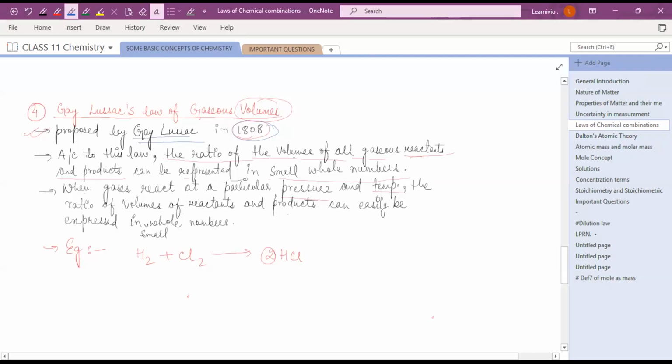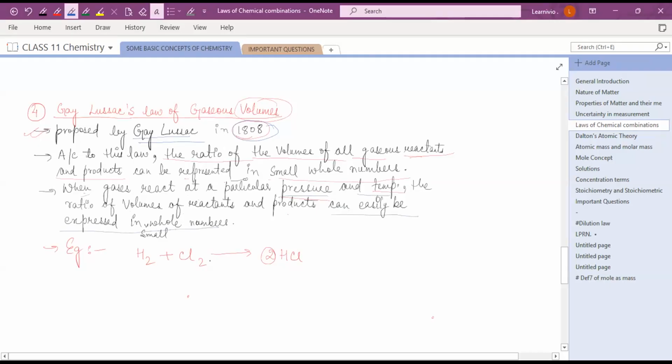This law says that the ratio of the volume of all the gaseous reactants and products can be represented in small whole numbers. In this case, we talk about the ratio of volume because we are talking about gas, right? When you take the ratio of volumes of all the gaseous reactants and products, it will give you a small whole number ratio. When gases react at a particular pressure and temperature, the ratio of volume of reactants and products can easily be expressed in a small whole number ratio.